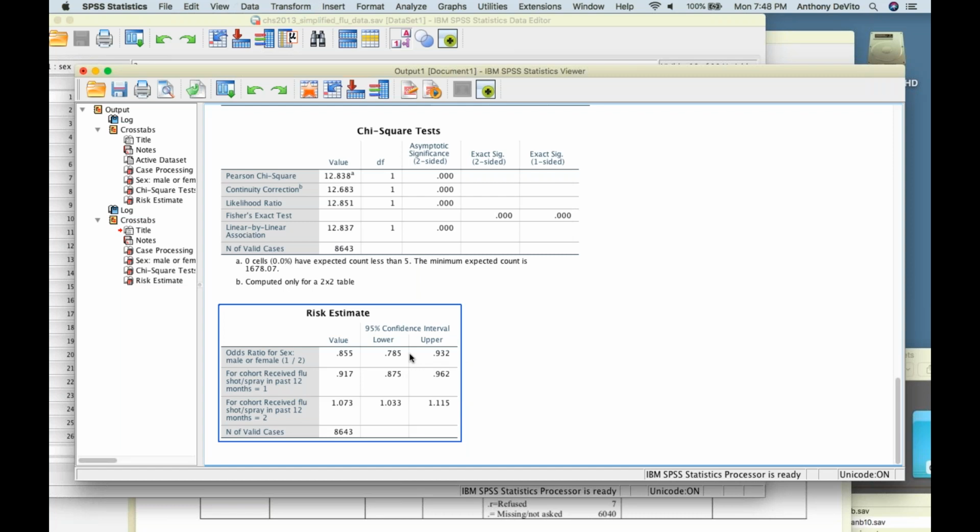If that were 2, it would mean you're twice as likely. Your odds are twice as high that you would get a flu shot versus the other group. And then again, it's hard for me to really say what this says because I haven't looked up what 1 and 2 stand for, right? And your odds ratio. And the next one is your relative risk. Same kind of measure. How do I know they're statistically significant?